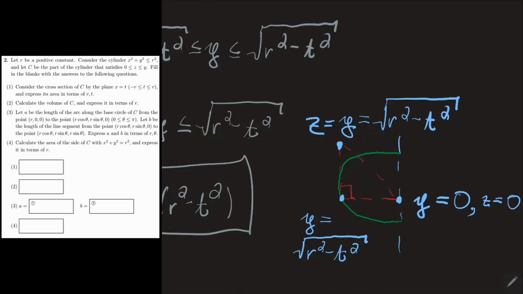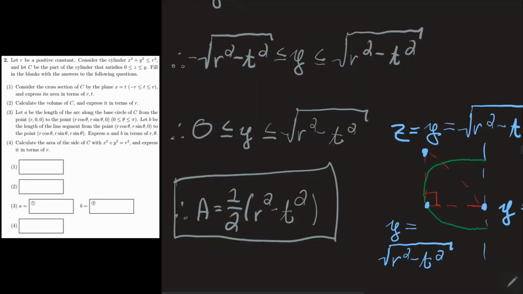Along this edge, both y and z are equal to 0. And at the edge of our shape along our cross section, right here, our y value is equal to this square root, which we just calculated. And at the z value above that point, it has the same value as the y value. So our cross section is this right angle triangle, the base is this square root, and the height is also this square root. And that's how we get this area.